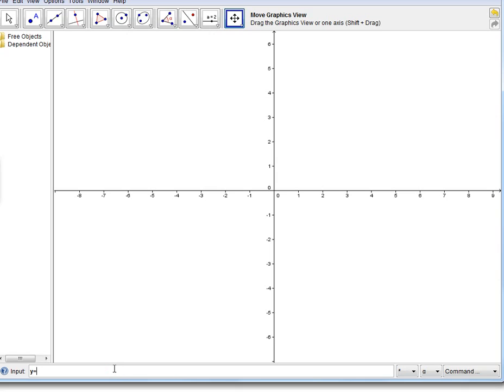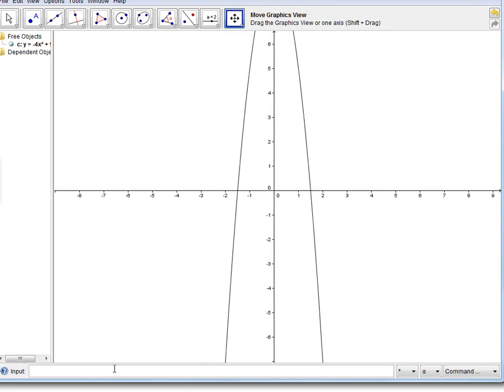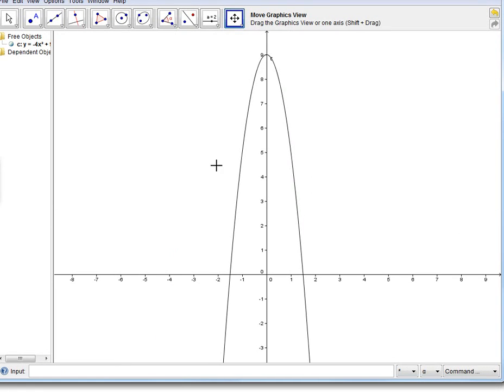So we just key in y is equal to 9 minus 4 times x to the power of 2, and we can see that indeed we do get a graph that cuts at 9 on the y-axis and cuts the x-axis at positive and negative 1 over 2. So that is what question 2 looks like.